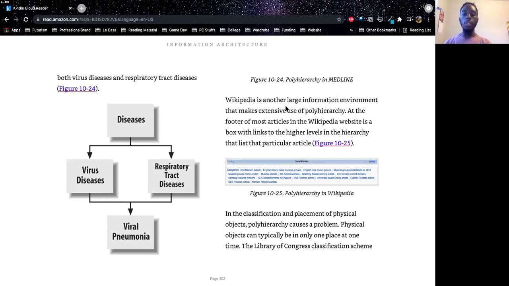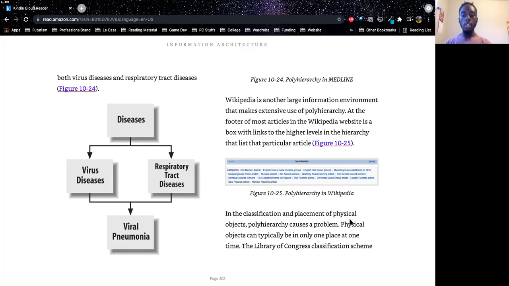Wikipedia is another large information environment that makes extensive use of polyhierarchy. At the footer of most articles on the Wikipedia website is a box with links to the higher levels in the hierarchy that list that particular article. Figure 10-25. You can see all these categories here.